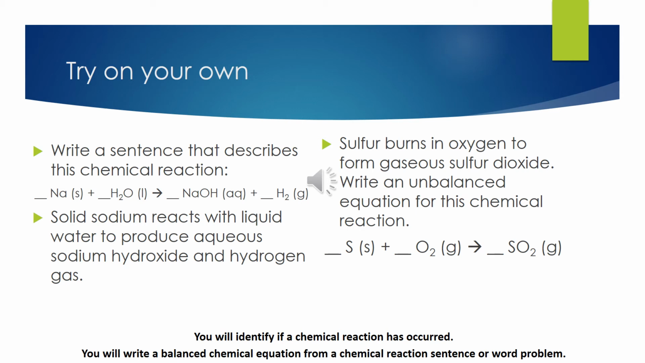Sulfur burns in oxygen to form gaseous sulfur dioxide. Write an unbalanced equation for this chemical reaction. It will be S(s) + O2(g) → SO2(g).